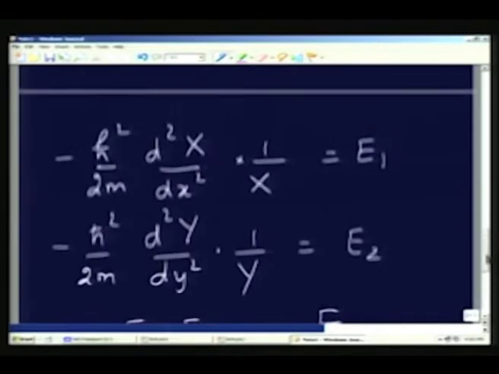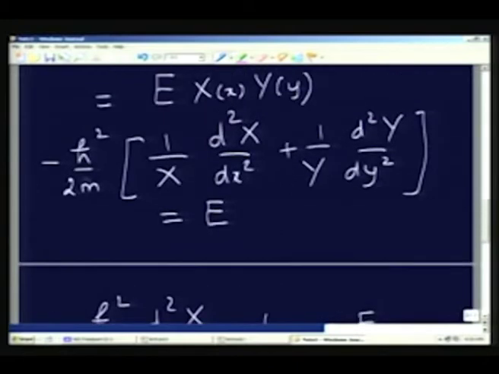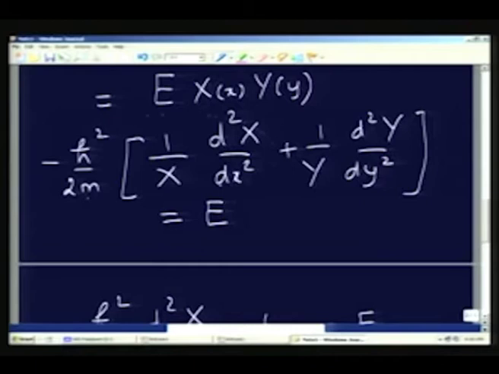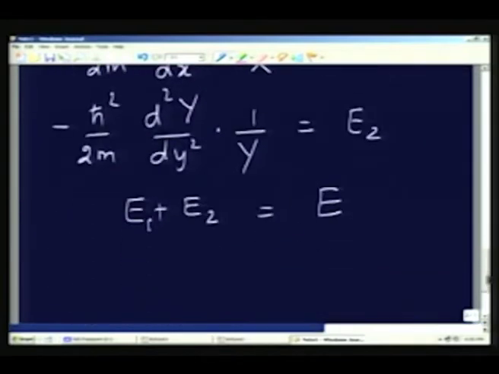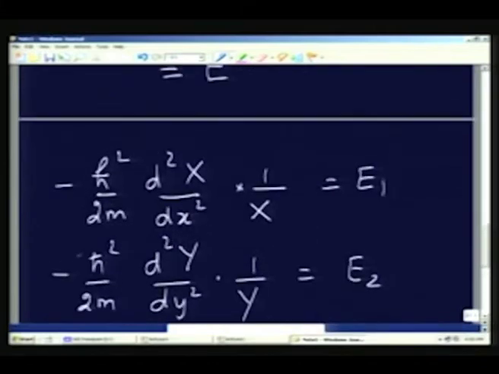Please look at the solution here: minus h bar square by 2m, 1 by X d square X by dx square, this whole thing is a constant E1, likewise the other term is another constant E2, such that E1 plus E2 is equal to the total E. Now, what does this tell you?